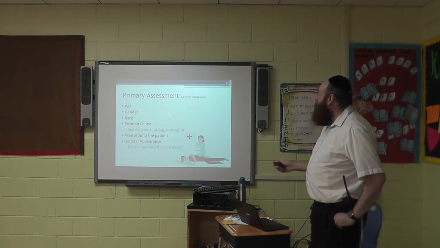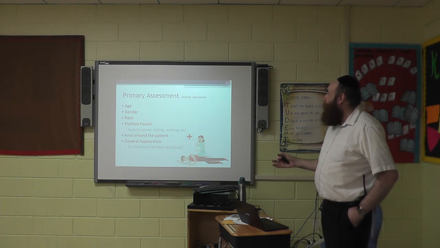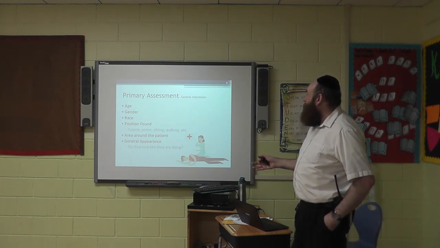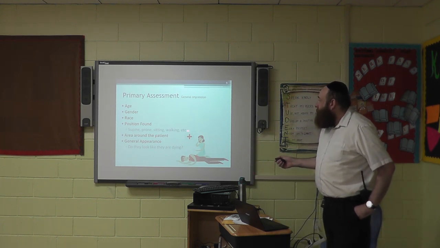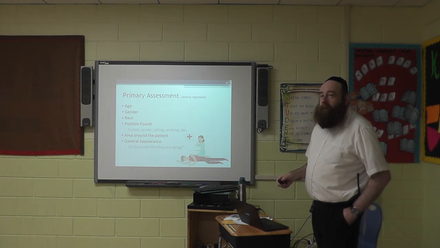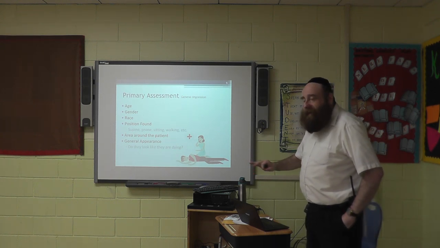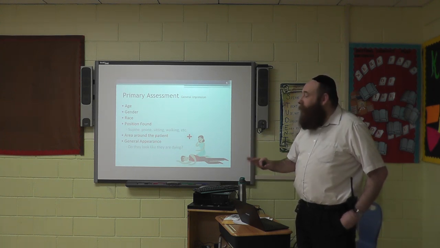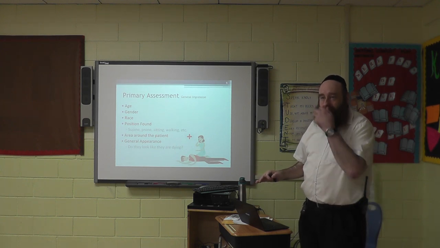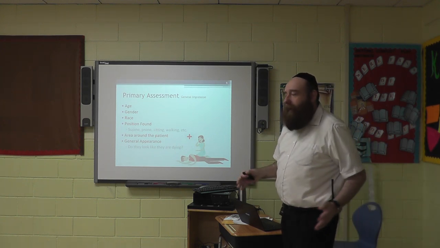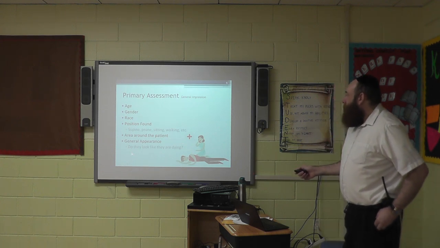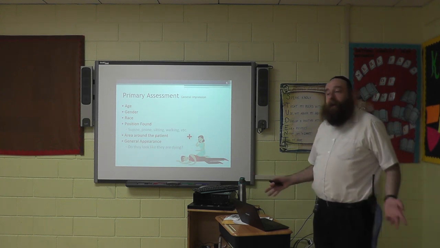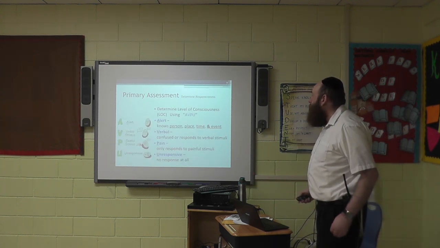General impression, again, these are the things we usually look for. An approximate age, male, female, race only if it is important, position found. Why is that important? Do it exactly the same. Position found: if I'm finding someone supine or prone, does it really make a difference? You need to document that. Always, always, always, I want to know how you found them. General appearance: do they look like they're in extremis? Are they going to die? Will they make it? One thing or another.